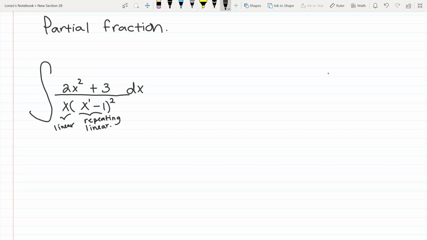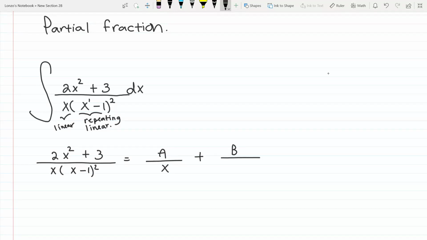So this is going to break it down. It's going to be broken down as A over x plus B over x minus 1 plus C over x minus 1 squared.